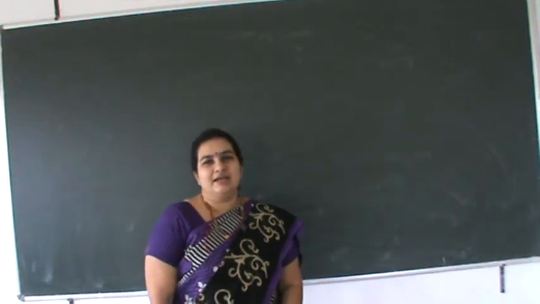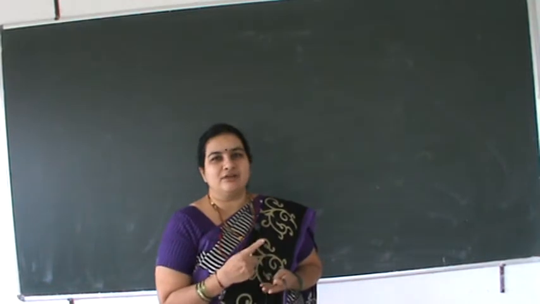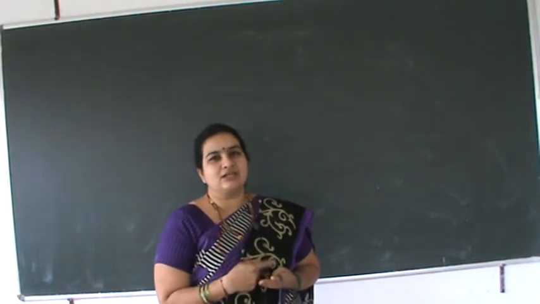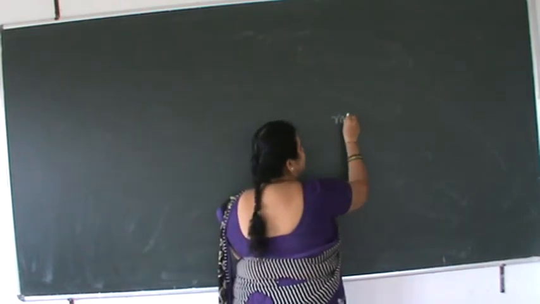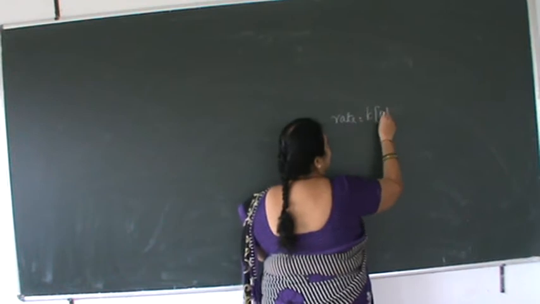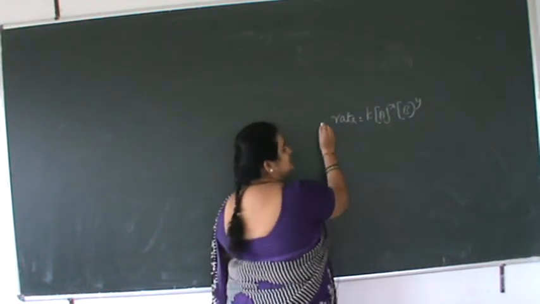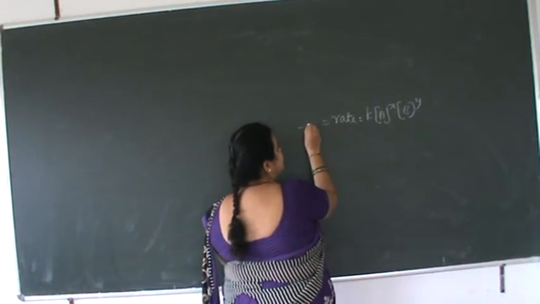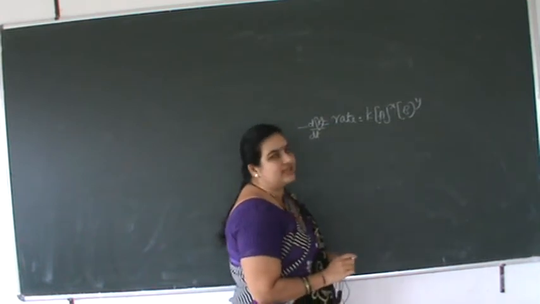Good afternoon, students. In the last class we discussed rate constant or velocity constant, then rate law and order of the reaction. So for any reaction, the rate law is given by rate is equal to k into A raised to x into B raised to y, and this is the same as the differential rate equation dR by dt is equal to k into A raised to x into B raised to y.